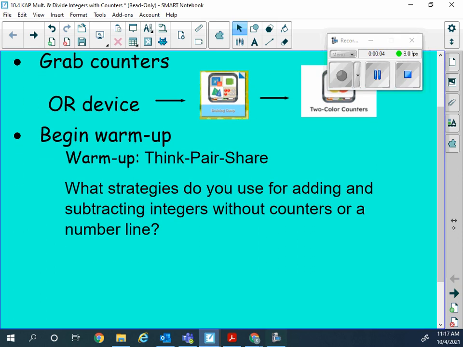I asked you what strategies you have for adding and subtracting integers without counters or a number line. Okay, so tell me, what did you guys come up with? Minus. Not quite. Somebody else? So I have a strategy.